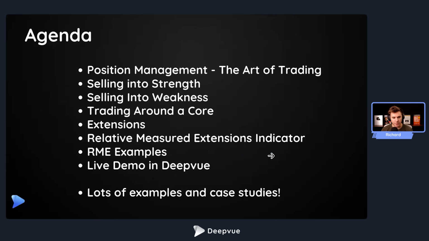First, discussing position management, the art of trading, then getting into selling to strength, selling into weakness, some guidelines there, trading around a core, which is a blended approach of these two, and a lot of market wizards adopt this because it kind of juices performance. Then we'll discuss extensions in general, the relative measured extensions indicator, which can help you identify those extensions, get into a lot of examples, and then do a live demo in Deepvue.